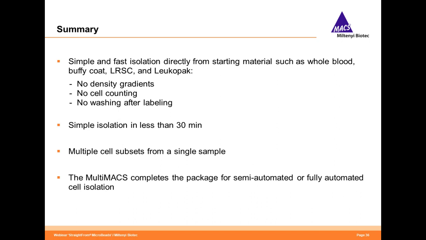What's also extremely important when you talk to the people in the lab, that you don't need to adjust anything with regard to the cell numbers, so there's no need to do cell counting before, and we are extremely fast with our separation, meaning within 30 minutes you have your cells of interest. When we're talking about precious samples, you can also go for multiple subsets from a single sample, meaning you can do consecutive separations, and using the Multimax, this completes the package for your semi-automated cell isolation process.